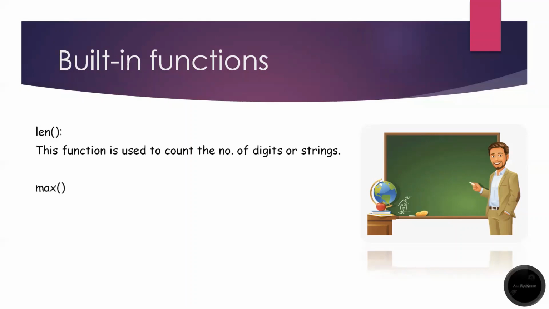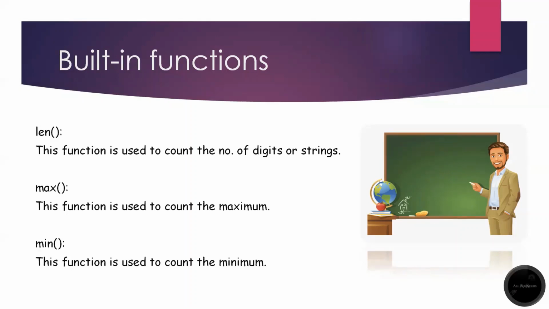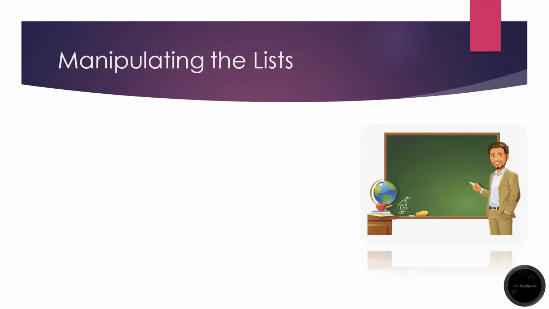Then we have the max function, which can calculate the maximum of the values in lists and tuples. As you can see here, this function is used to find the maximum. Then we have the opposite of this, which is the min function. This function is used to find the minimum of them.